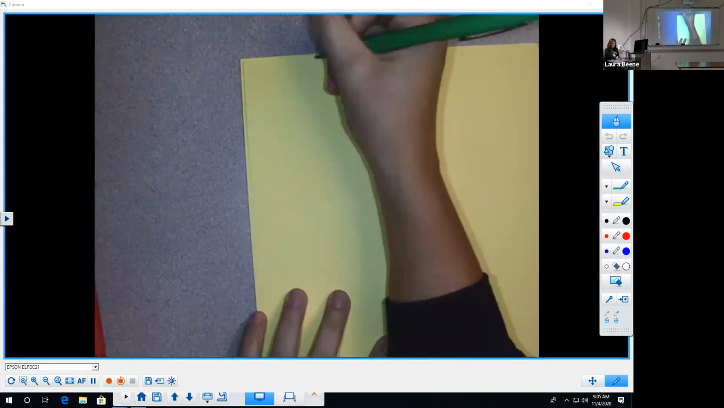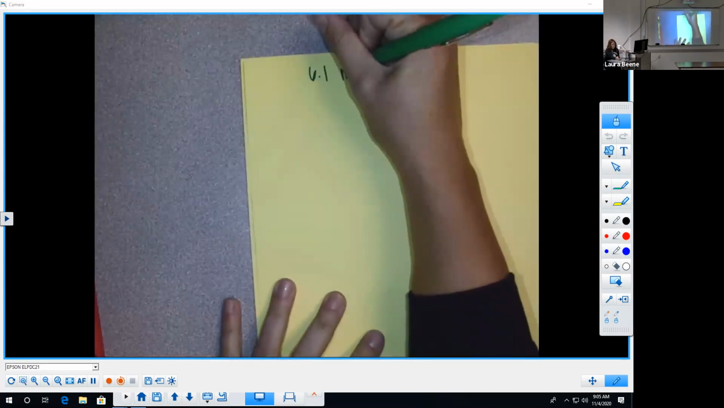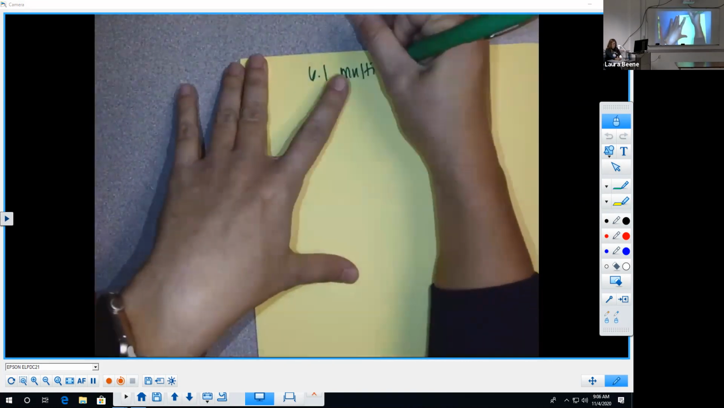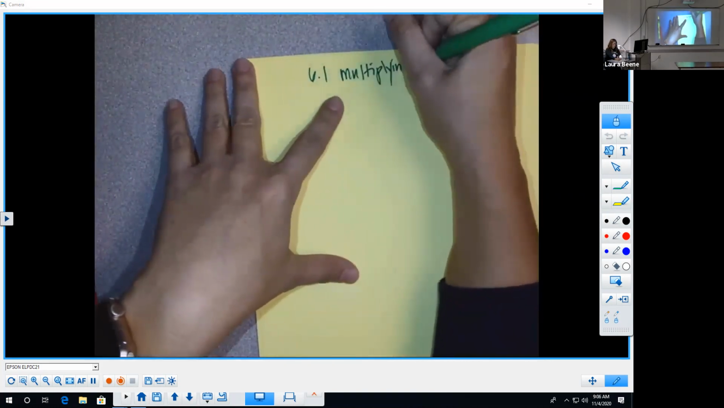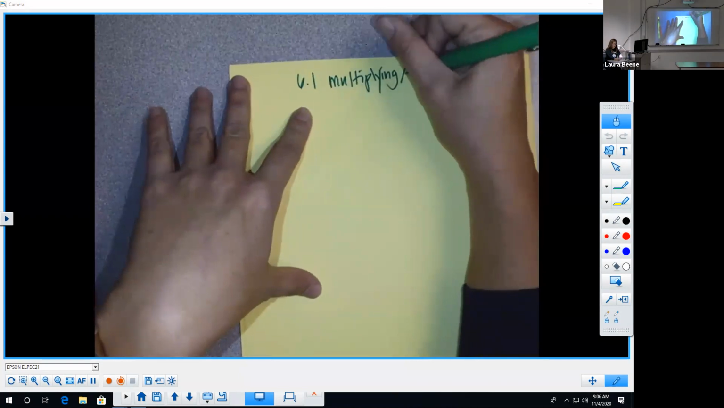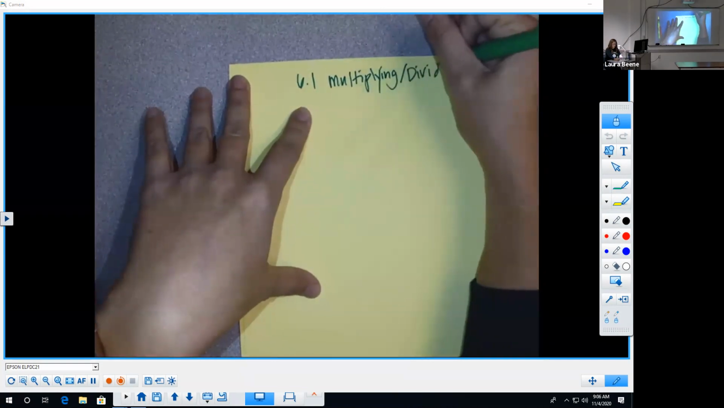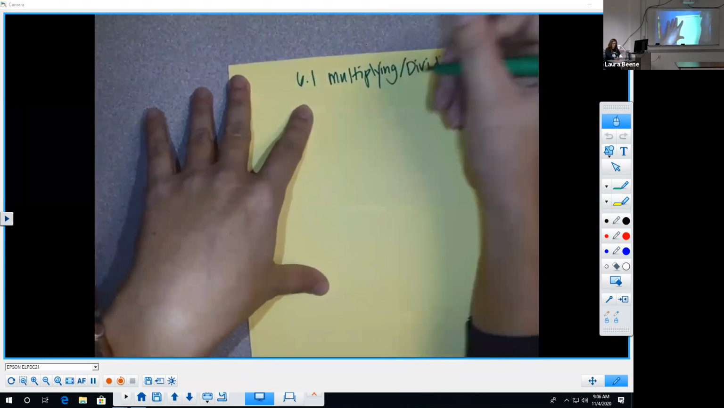Okay, so this is section 6.1, and this covers multiplying and dividing rational expressions.